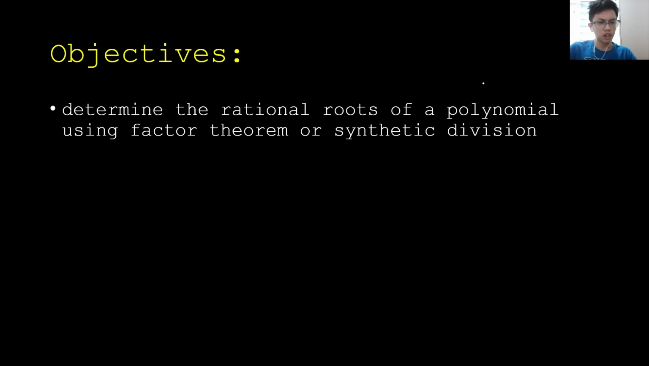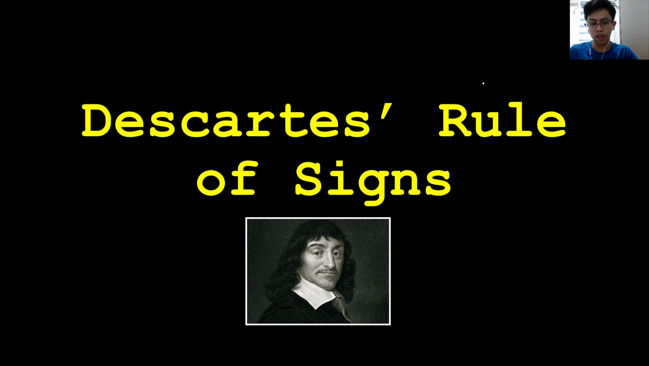But before we actually get into determining the rational roots of a polynomial, it is important to know about Descartes' rule of signs. You might be wondering, why do we have to learn this first? Well, you don't have to, but this is good to learn because it will make the process of determining your rational roots a lot easier. You will understand more why this is the case later on in the video.